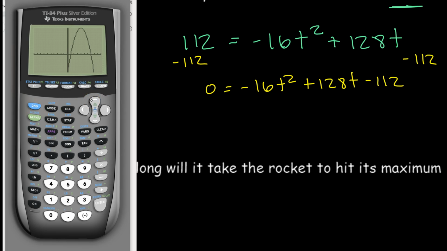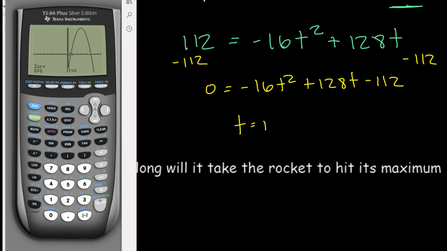Yep. So I'm going to hit second trace, trying to find the zeros. Left bound means get to the left of it. Press enter. Right bound means get to the right of it. Press enter. Guess, get right on that x-intercept. So my first solution is when t is 1.